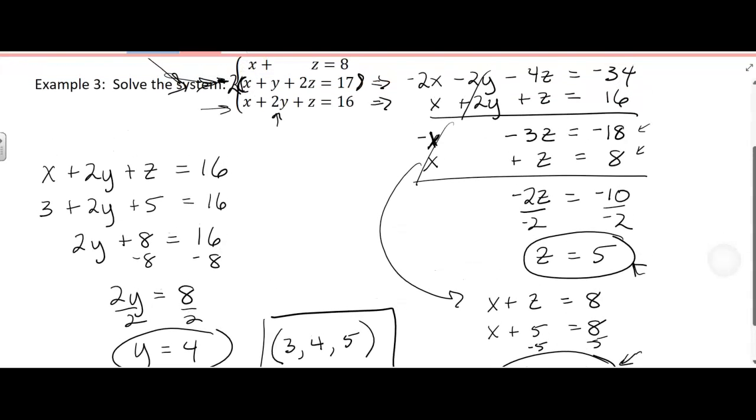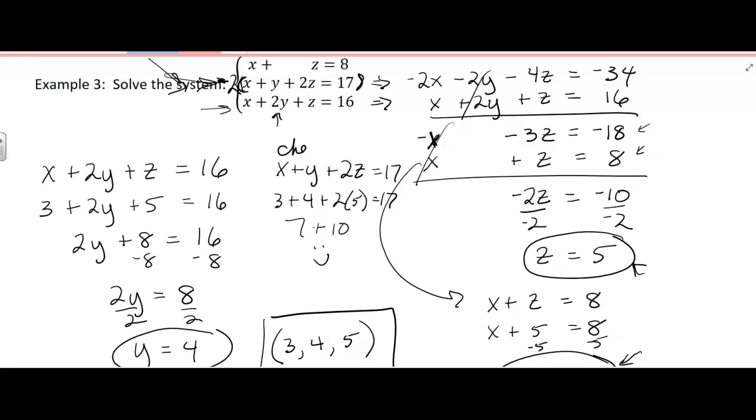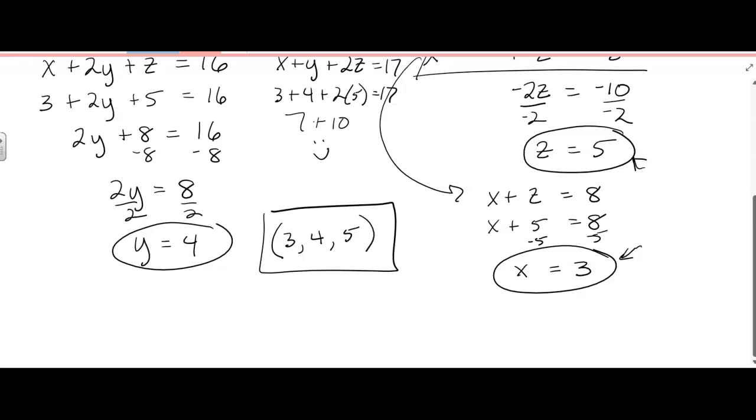Now, I usually like to check it. So maybe I would take the middle equation and check it. So the middle equation was x plus y plus 2z equals 17. So let me just check real quick. 3 plus 4 plus 2 times 5. Is that 17? Looks like it is, because that's 7 plus 10. So, yep. I'm just checking it. Okay, and you can check it in the other two equations also. But I feel pretty good about it. So that's the answer, 3, 4, 5. We're not usually consecutive like that, but that's what happened this time.